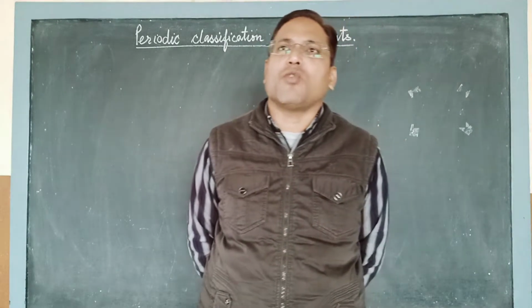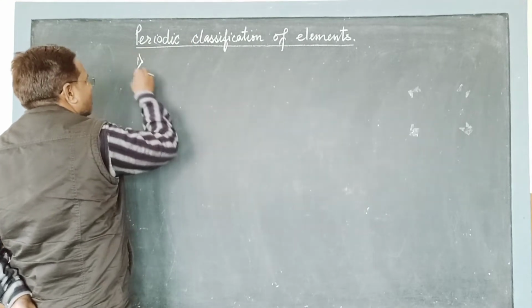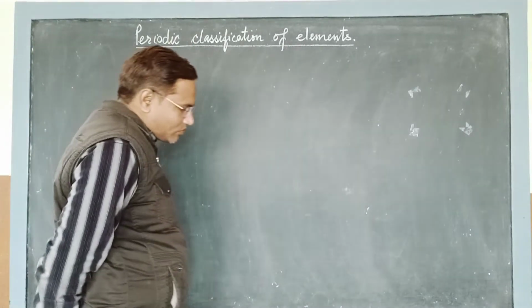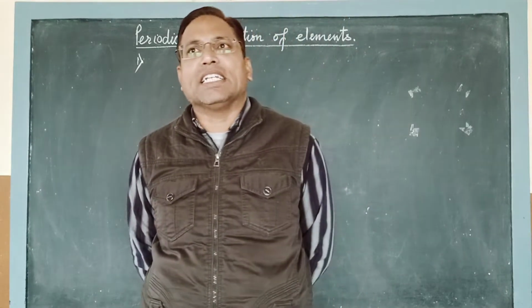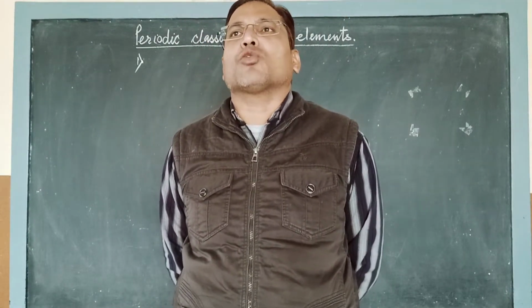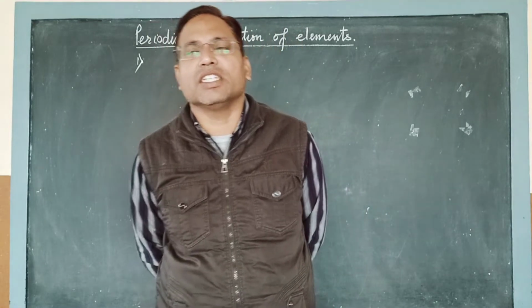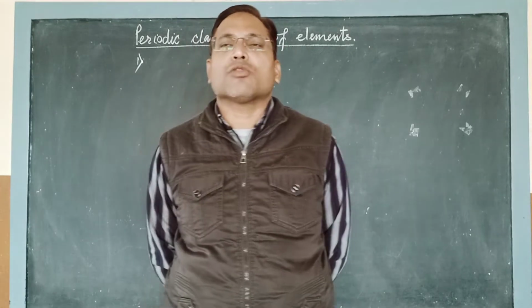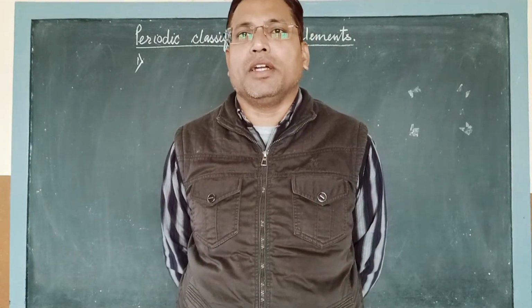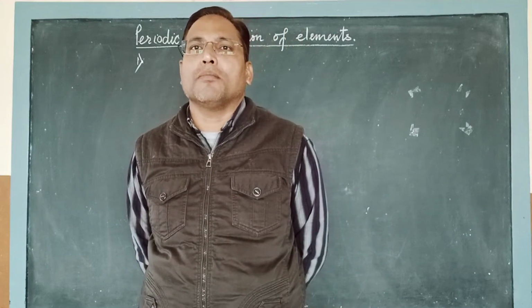One of the defects was about the position of the isotopes. Mendeleev could not make it clear where the isotopes could be placed. See, first understand, you have already studied in class 9. Let me revise it. What are isotopes? Isotopes are the atoms of the same element having the same atomic number but different mass number.